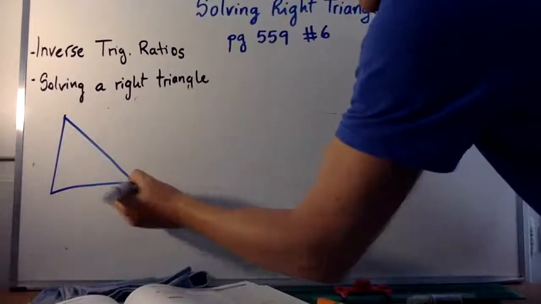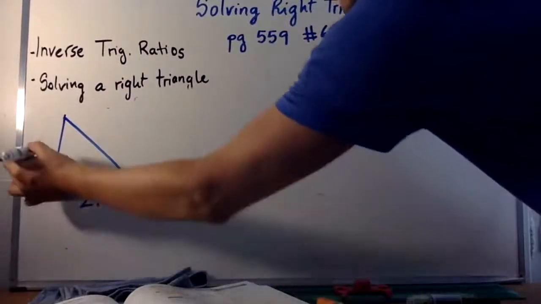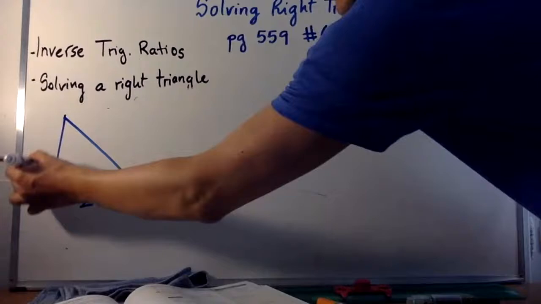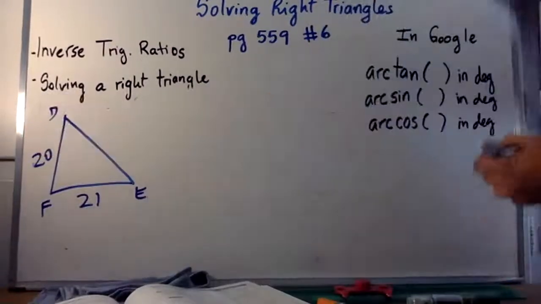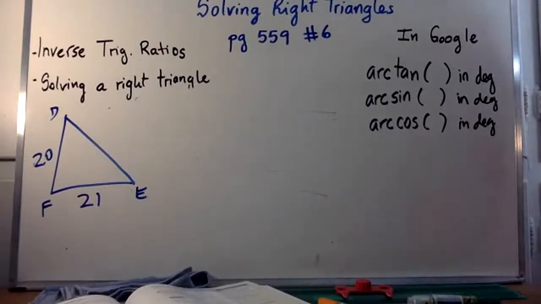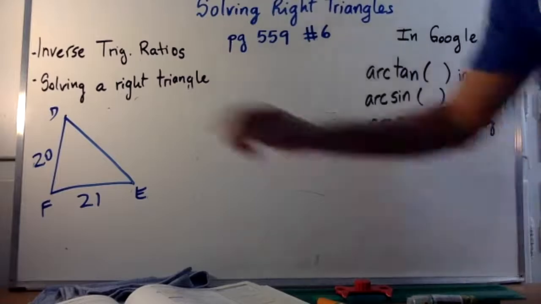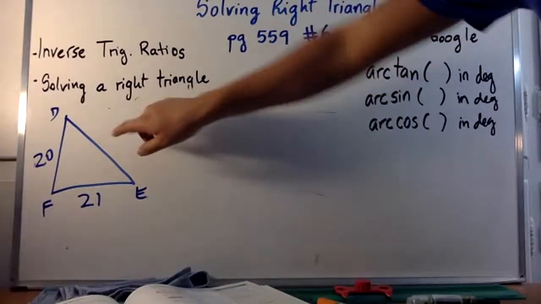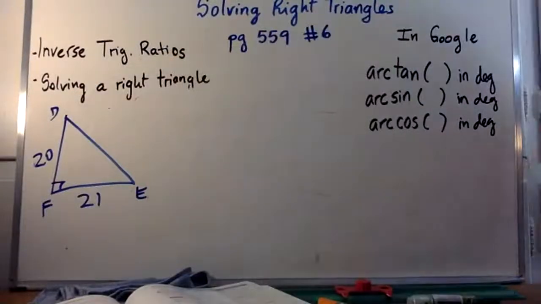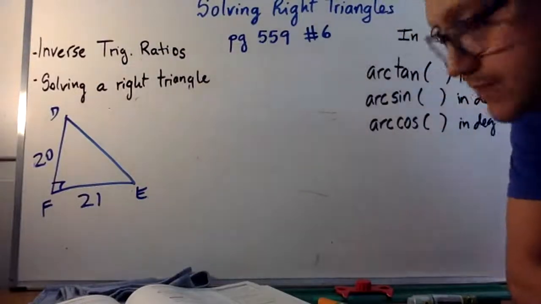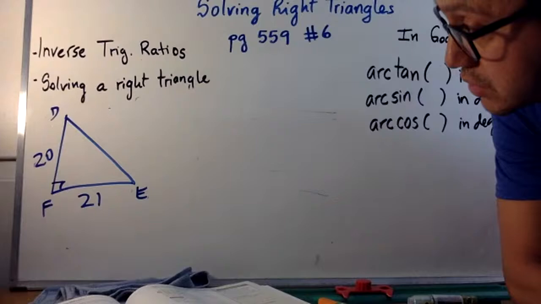We have 21 here, 20 here. This is F. This is E. This is D. Okay. So solving the right triangle means that I need to find the hypotenuse, and we need to find angles E and D. Okay, that's it pretty much.